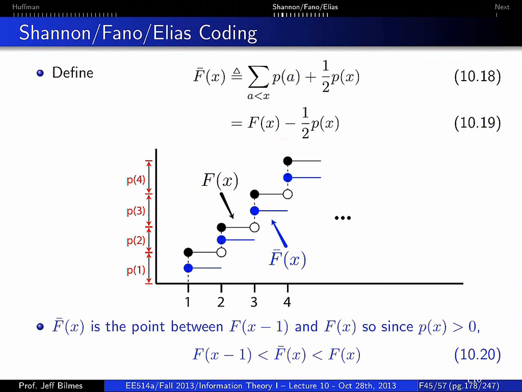In fact, f bar of x is a point between f of x minus 1, which is the white one, and f of x, the black one. The reason for that is because we're again assuming that p of x is strictly greater than 0. So right away we have this. The important thing to note about this equation is the strictness of it. This is strict here, and this is strict here. So f bar is strictly between these two values.